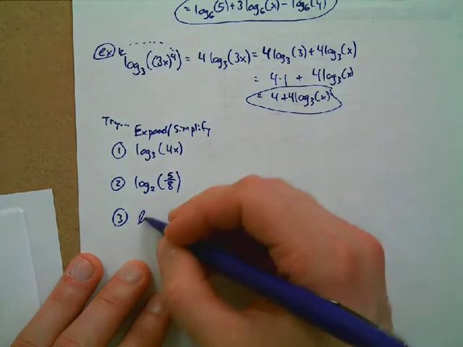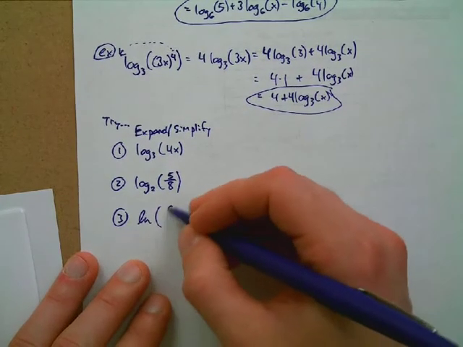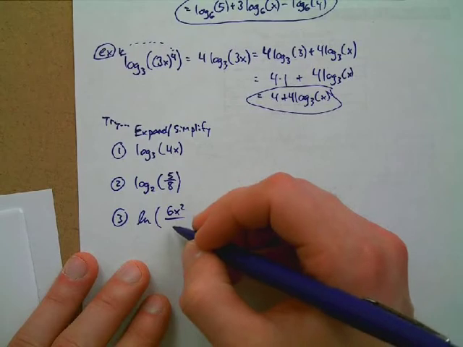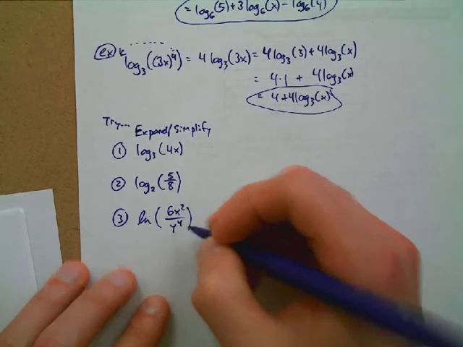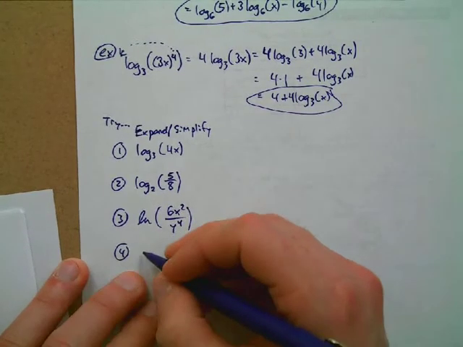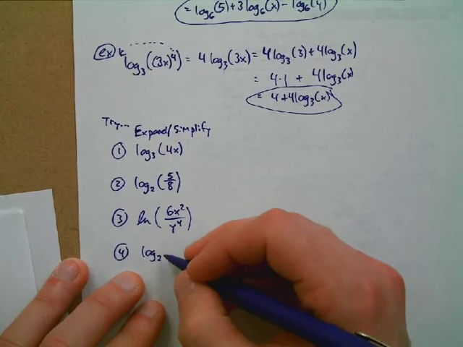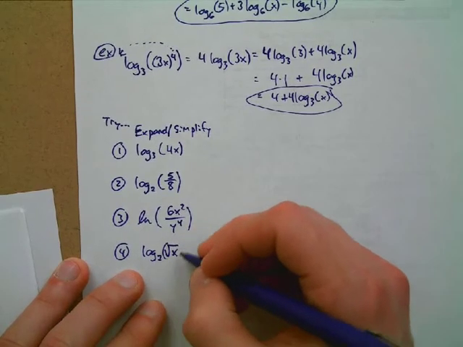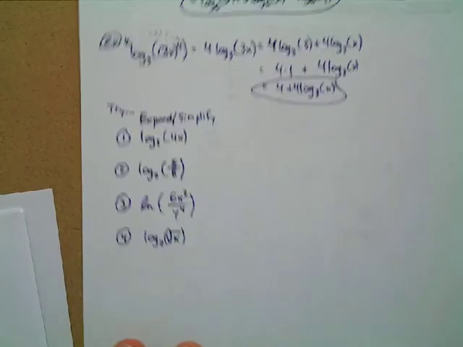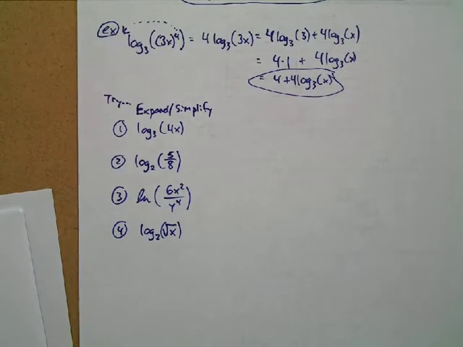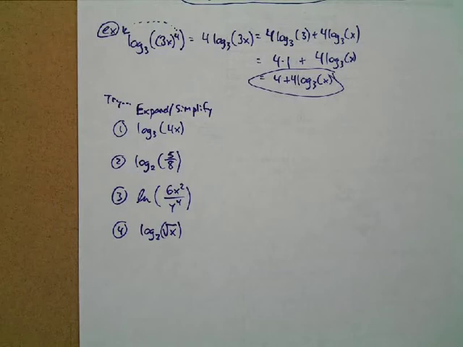How about natural log of 6x squared over y to the 4th? And one more I'm going to give you here. Log base 2 of the square root of x. Okay, so try those 4 there. Again, use your properties, expand these things out.